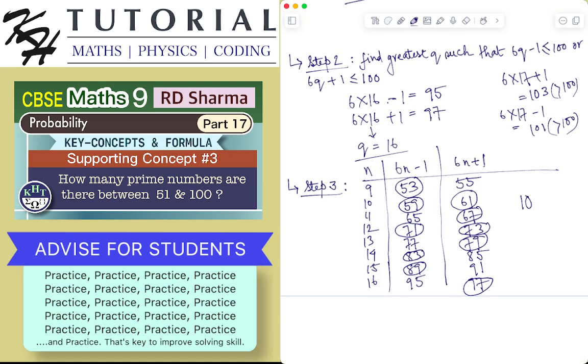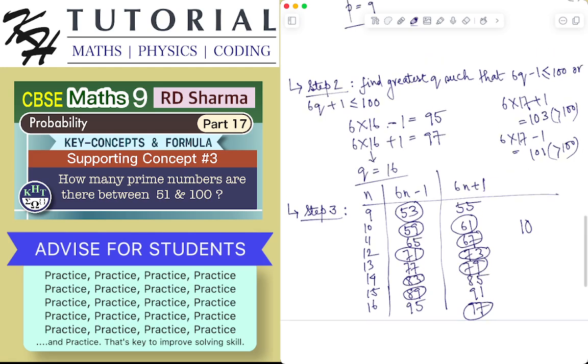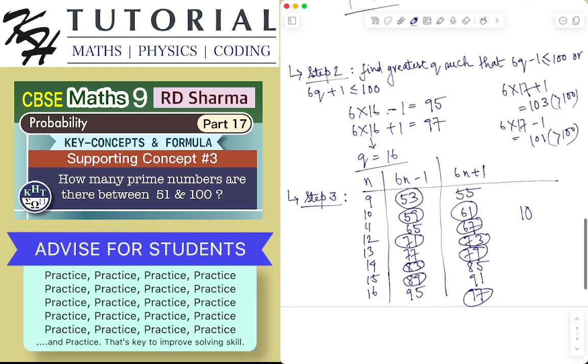55 is not prime, 91 is not prime, 95 is not prime, 77 is not prime. Yeah, so there are 10 prime numbers.